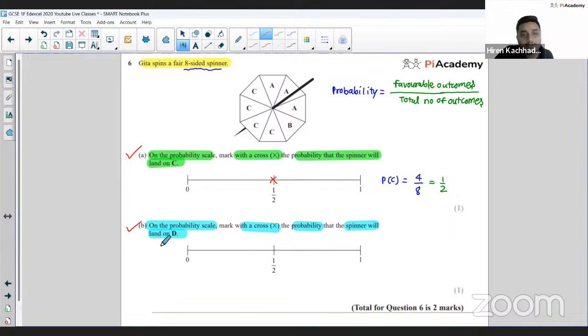Let's see the B part. Here we are looking for D and as you can see, there is no D. So the probability of getting D is 0. Yes, very good. This is 2 marks and this is easy. Let's do the next question.